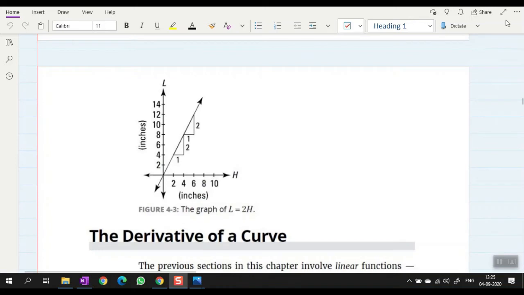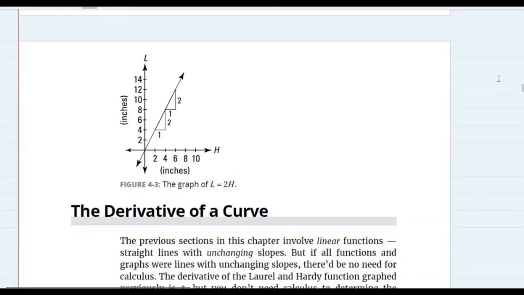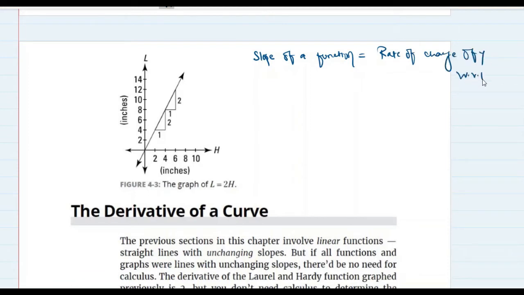Big concept. So here is a graph of a linear function which is showing the slope at different points. So as I told you, the slope of any function is equal to the rate of change of y with respect to x. Here this is x and this is y, right? That is, how fast is y changing with respect to x. That's what we can find out with the help of slope.